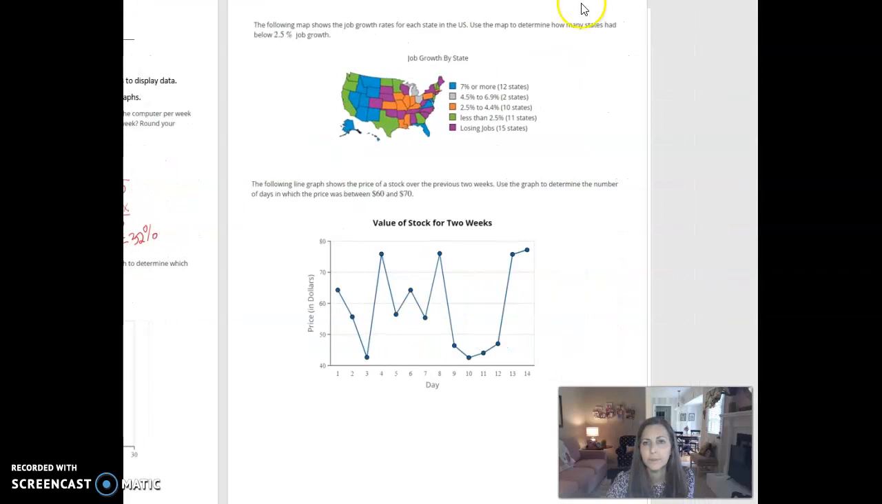Okay, moving on. This is a map of the United States, and just be really careful that you read this correctly. It says the following map shows the growth rates for each state in the United States. Use the map to determine how many states had a below 2.5% job growth. What I find people want to do here, because they see those colors, is immediately count colors. That's not a very good idea, because you're told there are 12 states that are blue, 2 states that are gray, 10 states that are orange, 11 that are green, 15 that are purple. When students just try to count them themselves, they may miss one or overlook something. It's better to go with the facts that are presented to you. So you don't really have to worry too much about counting here.